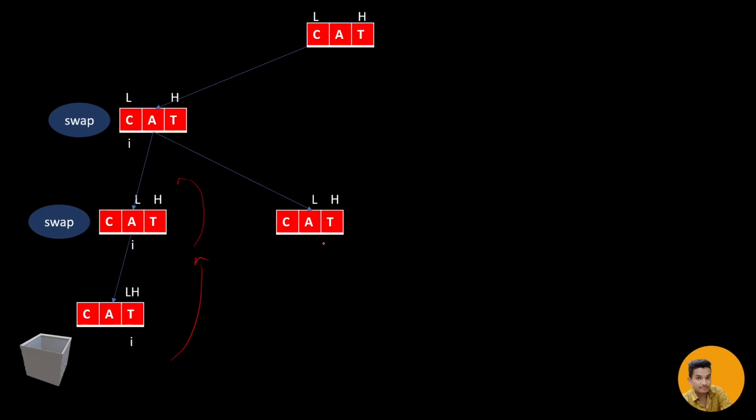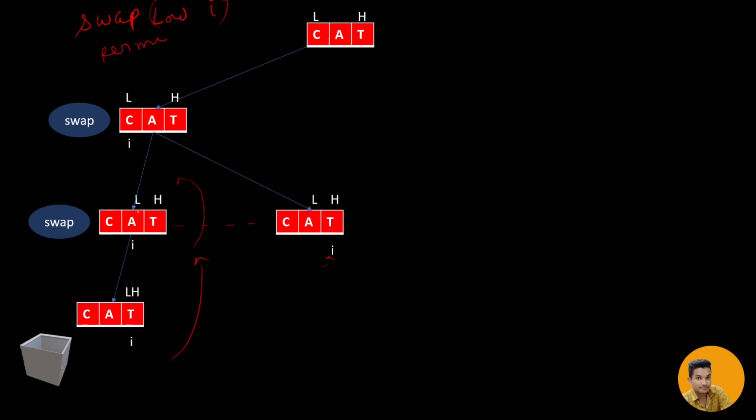And we are here at this level. L and H are here and I is here. What did we do? We swapped low with I, then we called this function again. Let's call permutation, and went back. And then I incremented I.